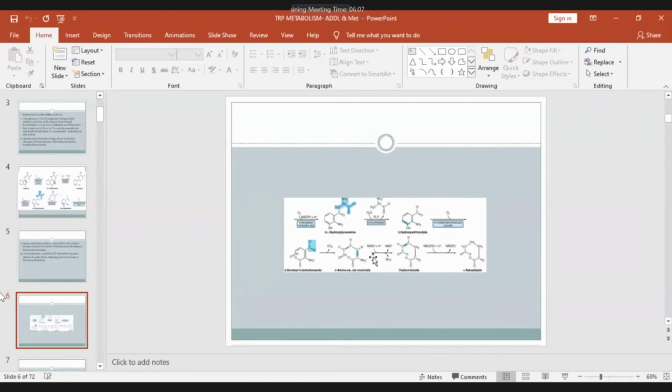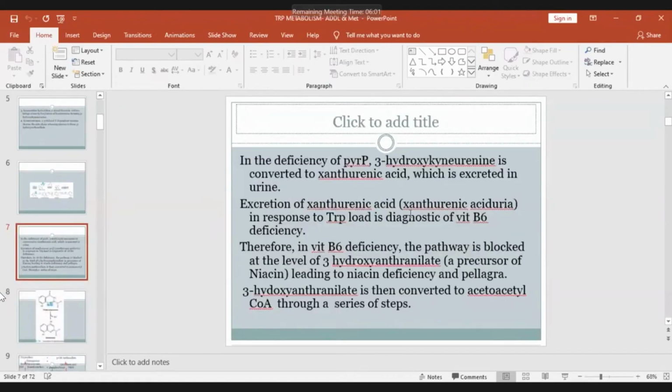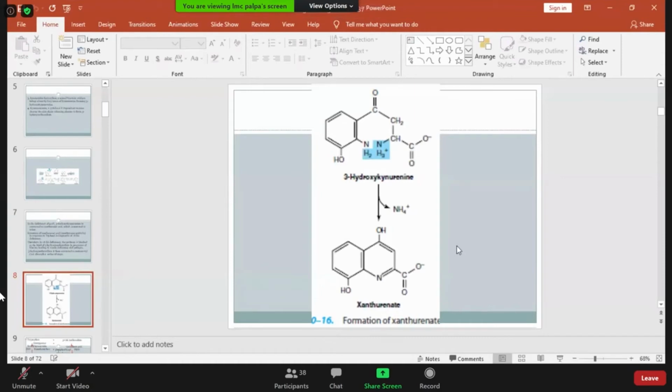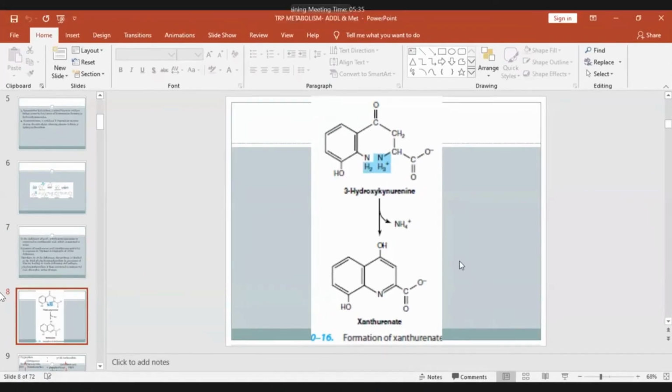2-acrylyl amino fumarate. Now there can be deficiency of pyridoxal phosphate. This 3-hydroxy kynureninase or kynureninase is a pyridoxal phosphate dependent enzyme. If there is deficiency of pyridoxal phosphate, then this will not function. So hydroxy kynurenine is not converted to 3-hydroxy anthranilic acid, but is converted to what is called xanthurenic acid. So this is the xanthurenic acid. So the ring closure occurs here. And this xanthurenic acid has no further metabolism. So it will be excreted in the urine, resulting in what is called xanthurenic aciduria. So xanthurenic aciduria is a manifestation of deficiency of pyridoxal phosphate.